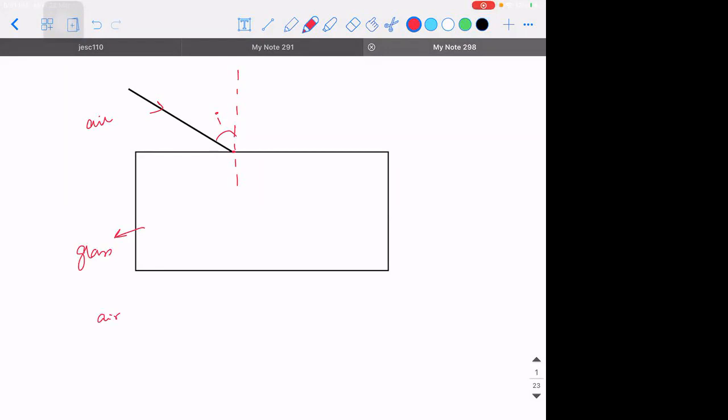Now, what would have happened if the first boundary was not there? The light would have continued to travel in its straight line path. It would have continued to travel like this. Now, since the ray is traveling from rarer to denser medium, it will bend towards the normal.